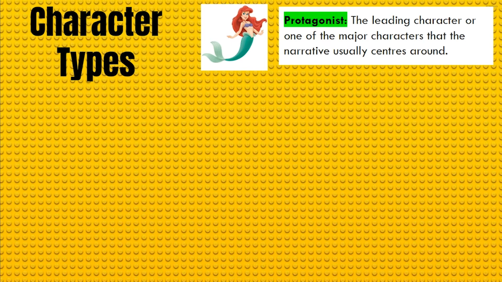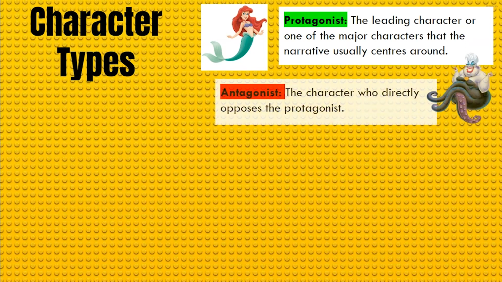Now, in all narratives, there is always a protagonist, which is the leading character or one of the major characters that the narrative centres around. There is always an antagonist, which is the character who directly opposes the protagonist and essentially causes most of the problems. Now, it's worth noting that not all movies will have a clear human antagonist.